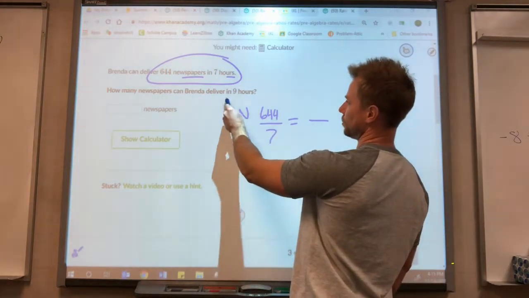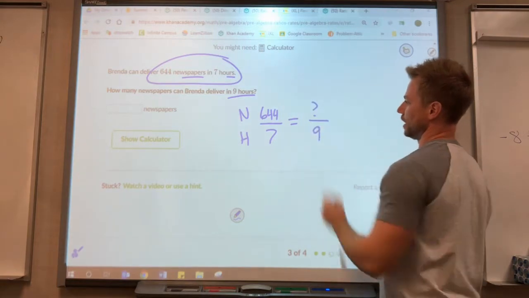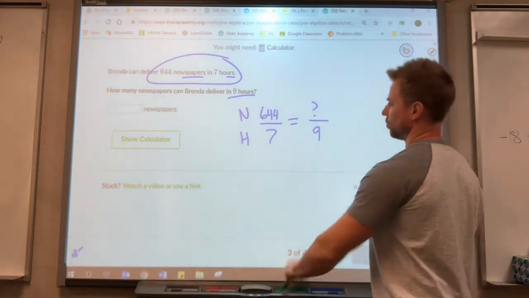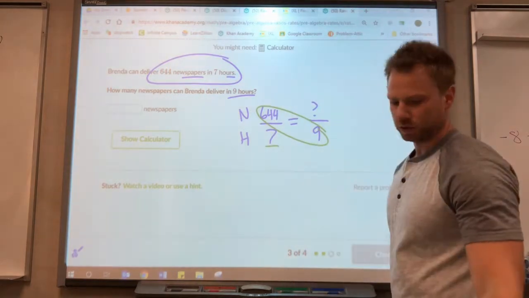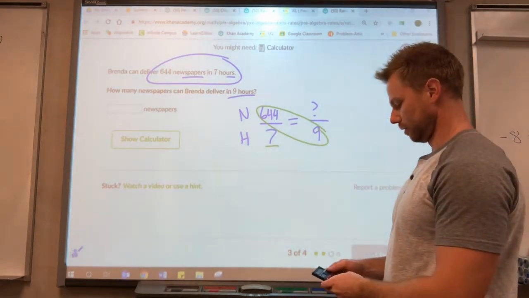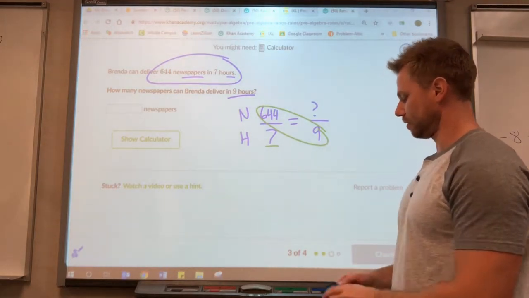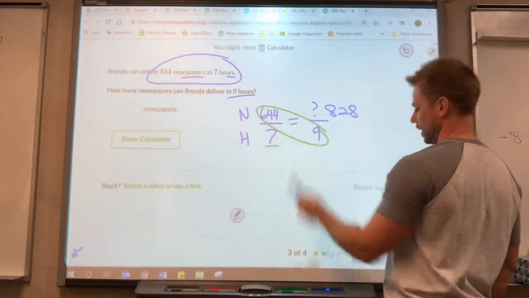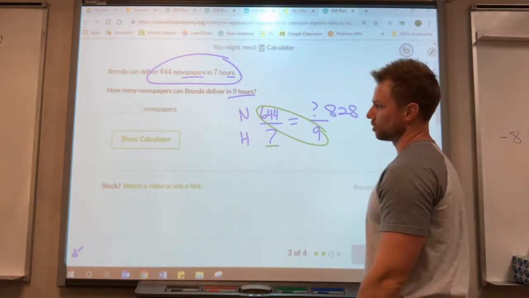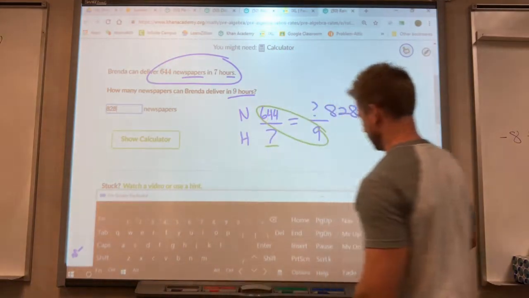Then how many can she deliver in 9 hours? How many newspapers in 9 hours? Then we just cross multiply and divide. So we'll do 644 times 9 and then divide by 7. We get 828. So that means she can do 828 newspapers in 9 hours.